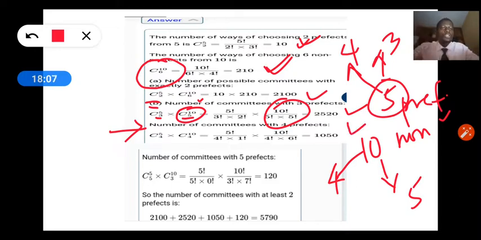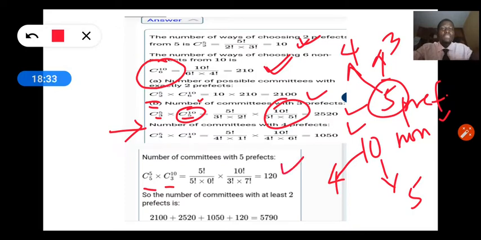Now the number of committees with 5 prefects. Let's finish it. If I have 5 prefects, then I can also have 3 non-prefects, because the question says at least. Simplifying that, I have 120.